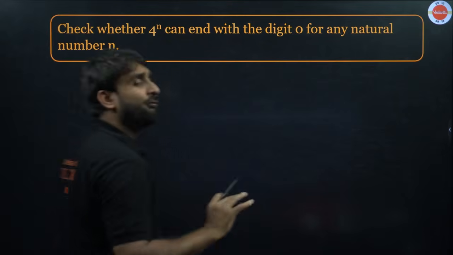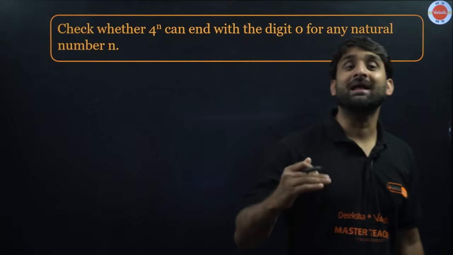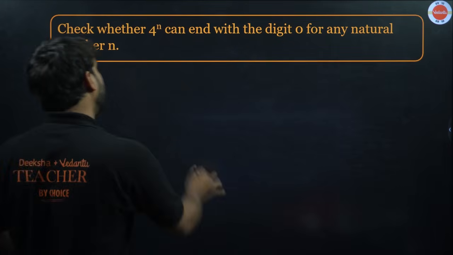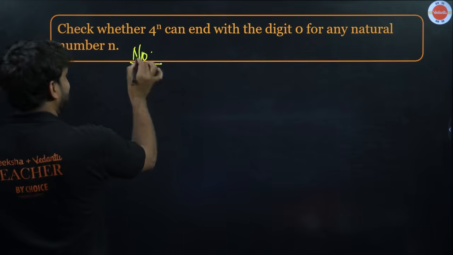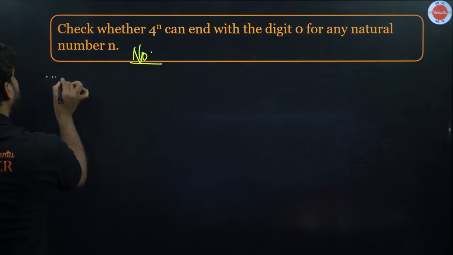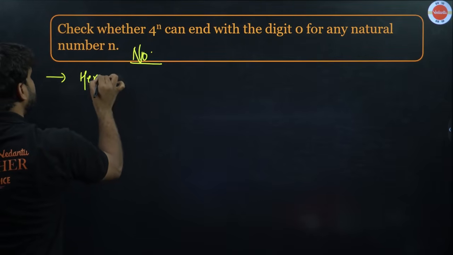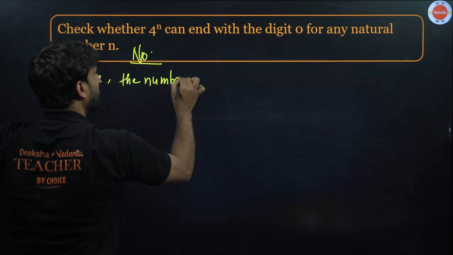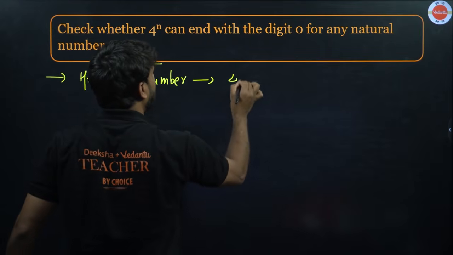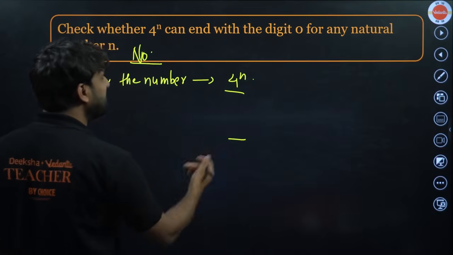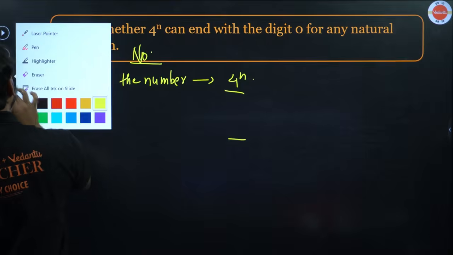Check whether 4 to power n can end with digit 0 or not. Not at all. Let me tell you, never. But this is a question, so we have to prove it here. Okay, just prove here. So my dear champion, here the number is 4 to power n. How can we write this number?